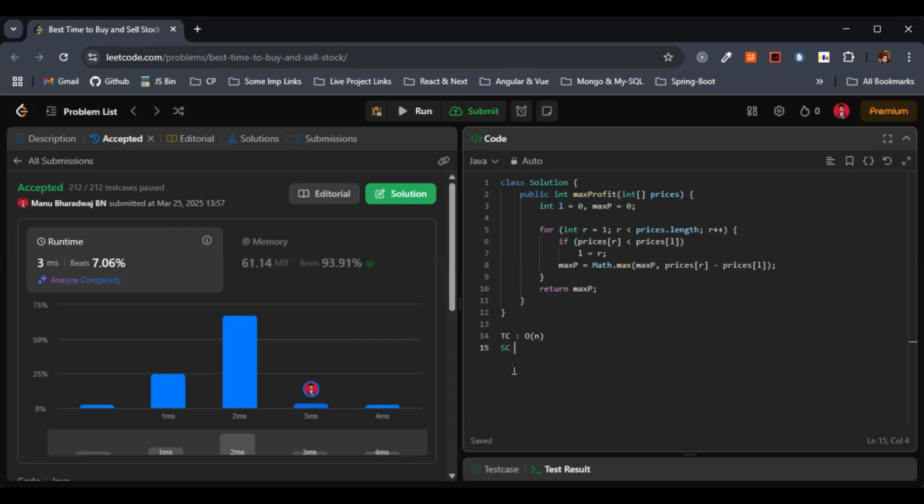We know this, right? So what would be the space complexity? We are making use of only a few extra variables here, right? In our case, we are only using 2 extra integer variables, L and max P. So here we are going with constant space, and the overall space complexity remains big O of 1. So the time complexity for the code that we have written is big O of n, and the space complexity remains big O of 1.